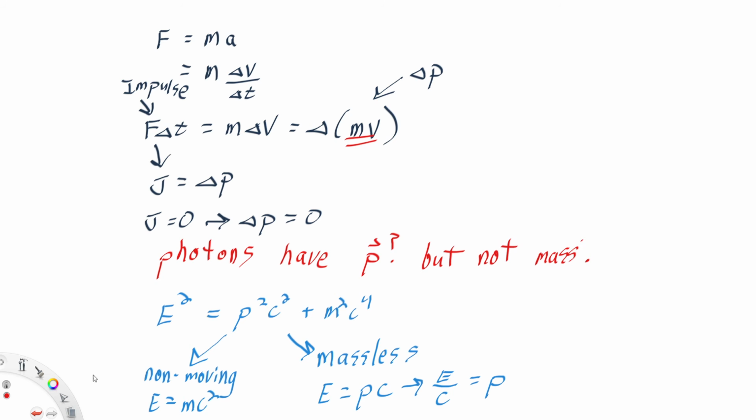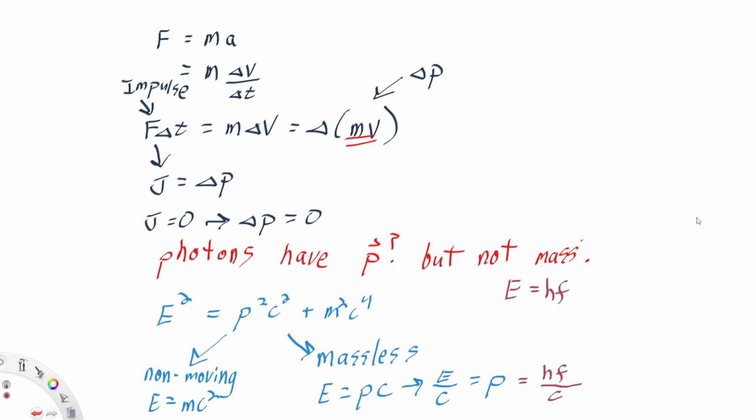From our examination of the photoelectric effect, we know that the energy of a photon is equal to its frequency times some constant. So if we plug that in for E here, we get this constant, Planck's constant, times the frequency divided by the speed of light.